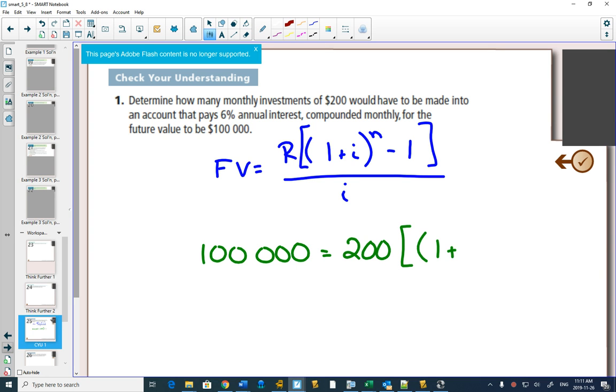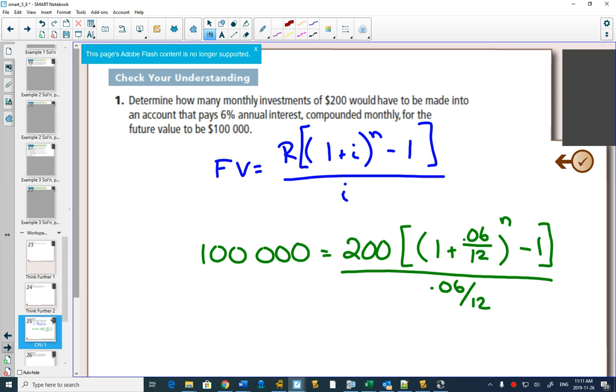1 plus the interest rate is 6%, so we change that to a decimal. Compounded monthly, so I is the interest rate per compounding period. So that would be 0.06 divided by 12 to the n, which we don't know because we're asked to find how many monthly investments, minus 1, all divided by 0.06 divided by 12.